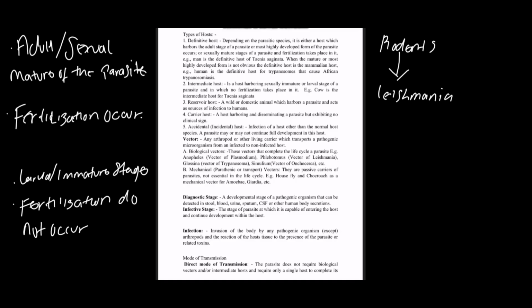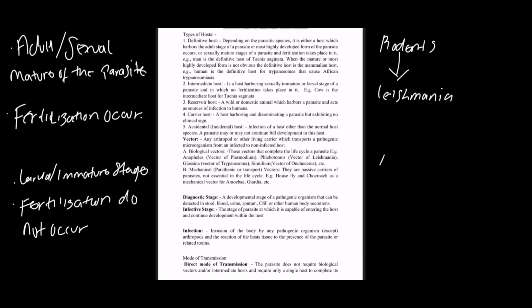Then we talk about the accidental host. The accidental host is not the usual host, right? And the parasite has a tendency to develop or not to develop. Then we move to vector. A vector is a living organism that carries a parasite from an infected host to a healthy host.